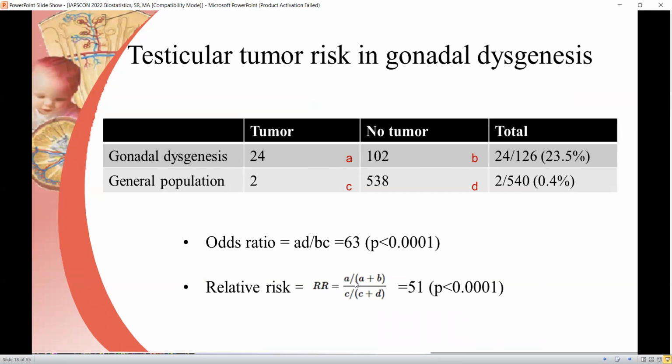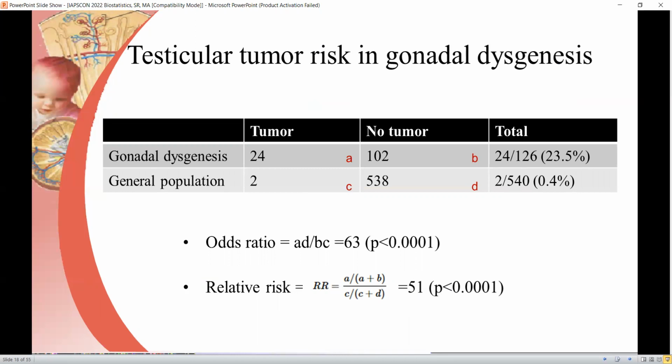So that is exactly what we are saying. There's a 50% increase in the risk of them developing a testicular tumor if they have gonadal dysgenesis. And that is the significance value. The significance becomes meaningless here because it is too significant, 50 times.